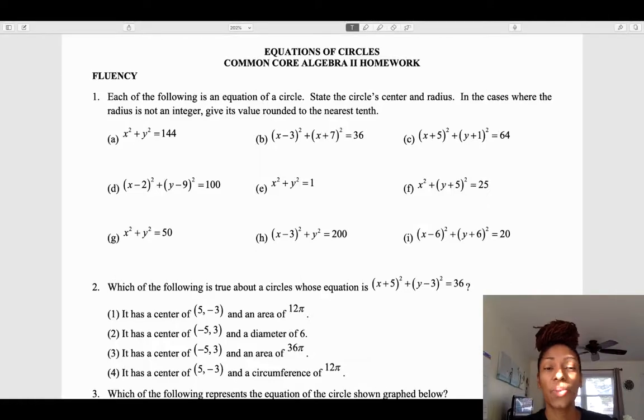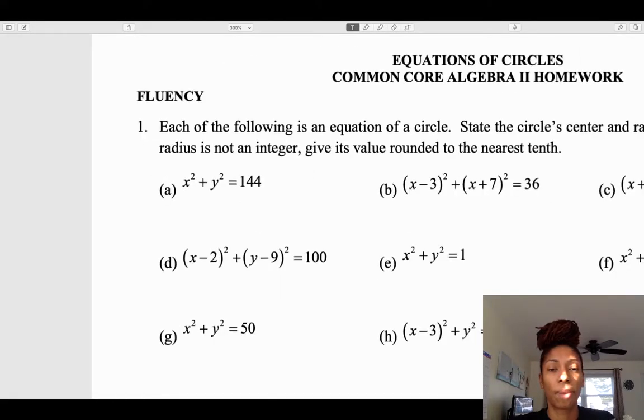Today I'm going to review the fluency questions from the Equations of a Circle handout from emathinstruction. We'll start with number 1. Each of the following is an equation of a circle. State the circle's center and the radius.